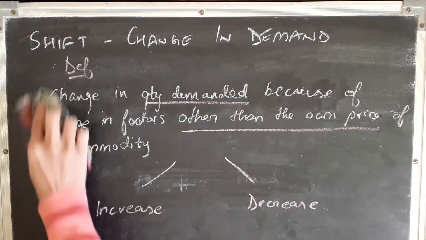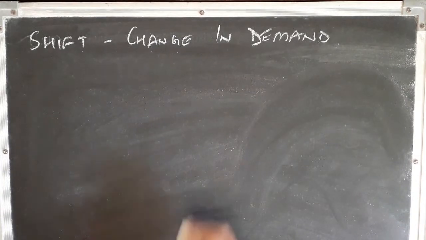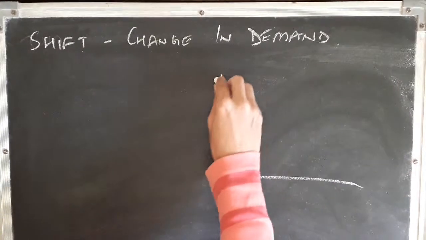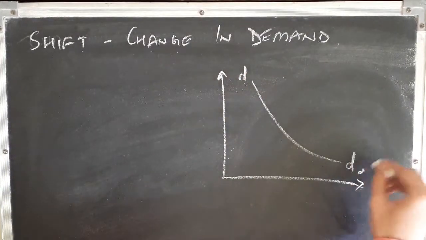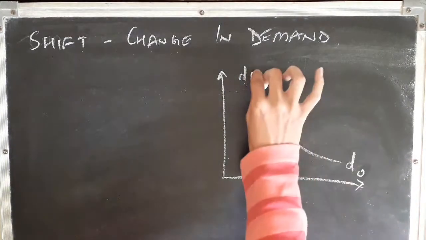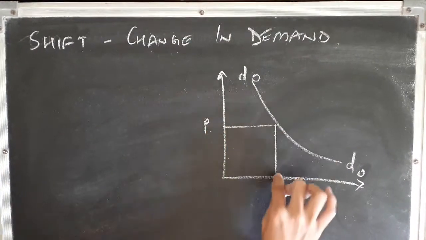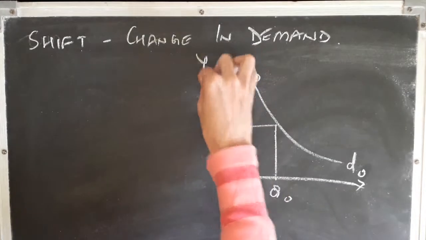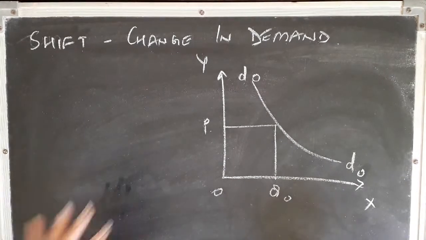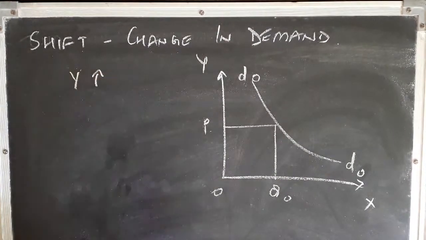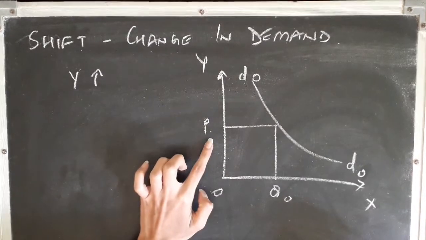The shift in the demand curve can also be determined graphically. We draw a simple demand curve D0, which is the original demand curve. This is the original price and this is the original quantity. Now suppose that income of the consumer has increased. What will happen? Price of the commodity is remaining fixed.